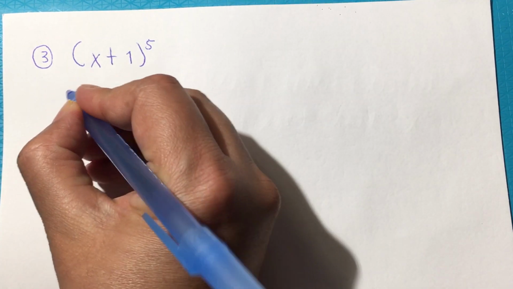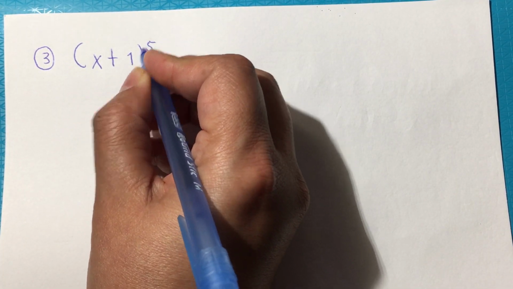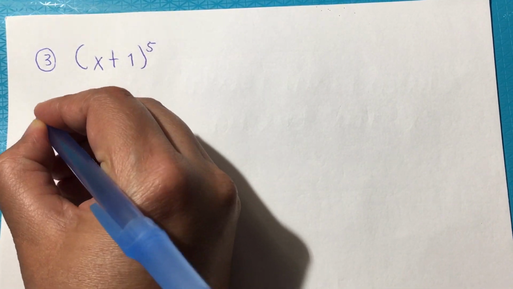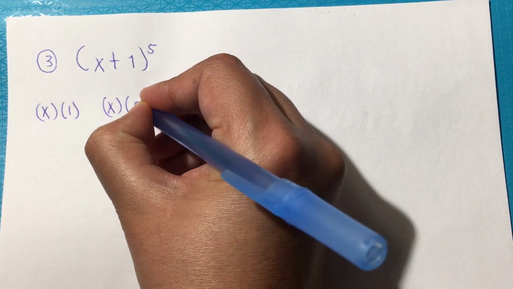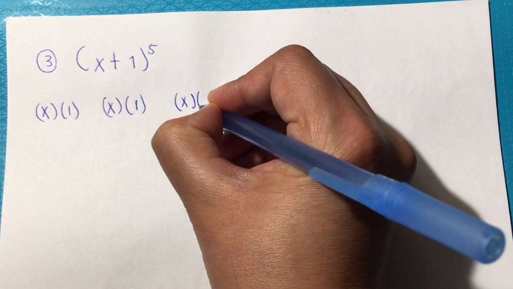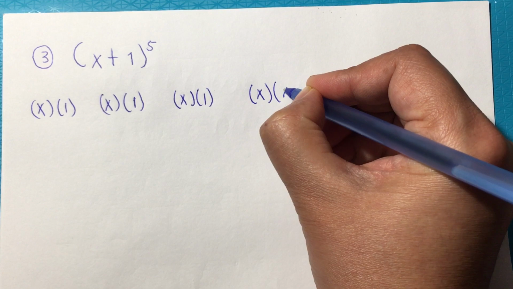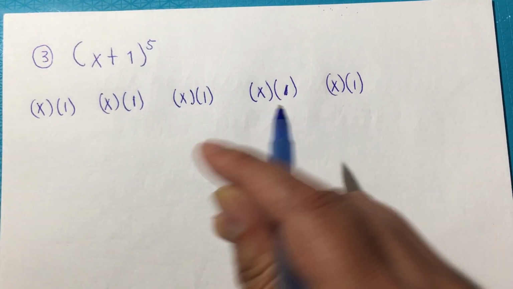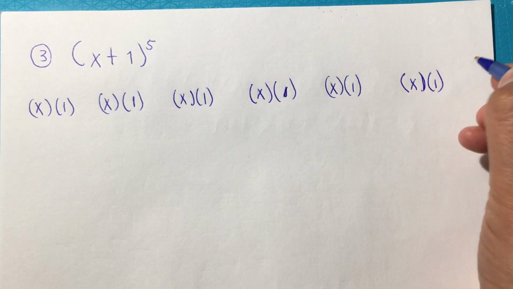For number 3, again, we're going to write a times b 6 times. One more time than this. So it's going to be x times 1, x times 1, x times 1, x times 1, x times 1, one more time, x times 1.